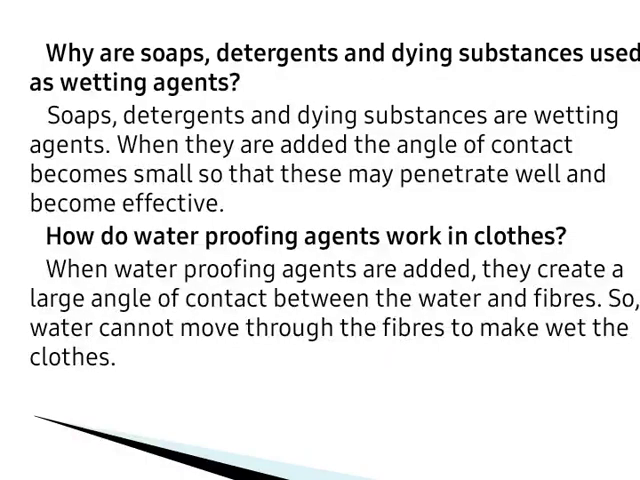Let's answer the following questions. First question is, why are soaps, detergents and dyeing substances used as wetting agents? Because when they are added, the angle of contact becomes small, so that these substances can penetrate well and become effective. And second question is, how do waterproofing agents work in clothes? The answer is, when waterproofing agents are added, they create a large angle of contact between water and the fibers, so that water cannot move through the fibers to wet the clothes.